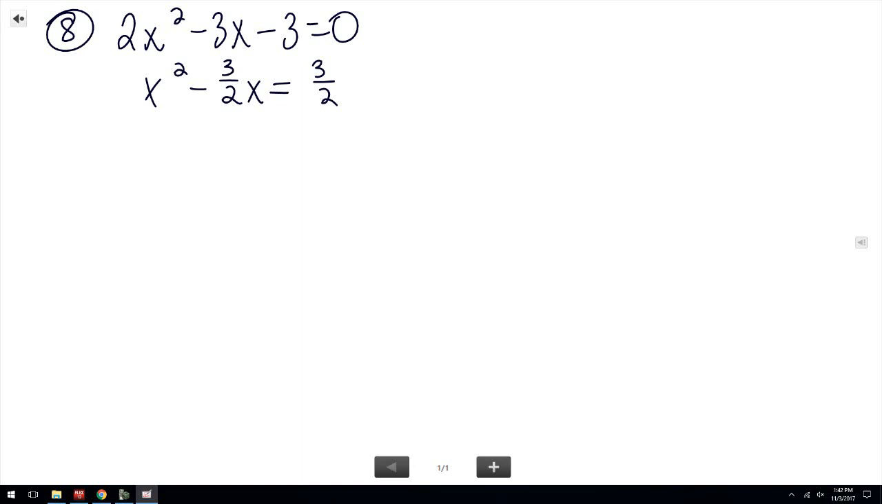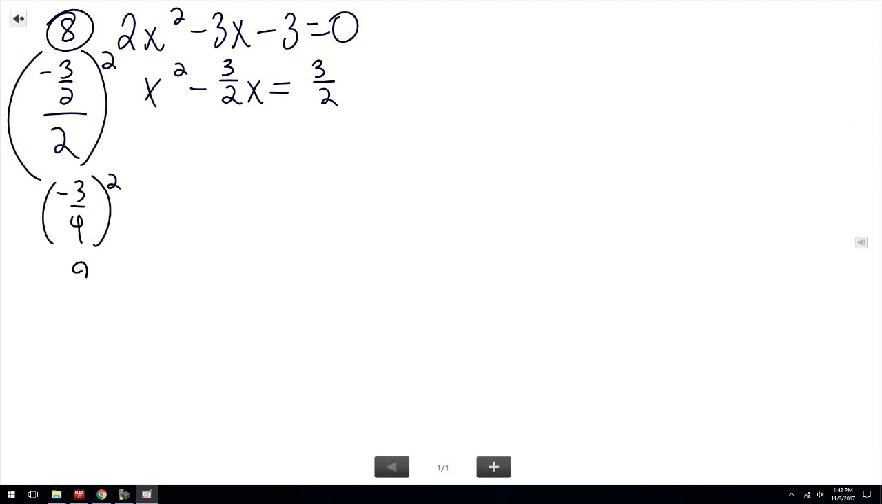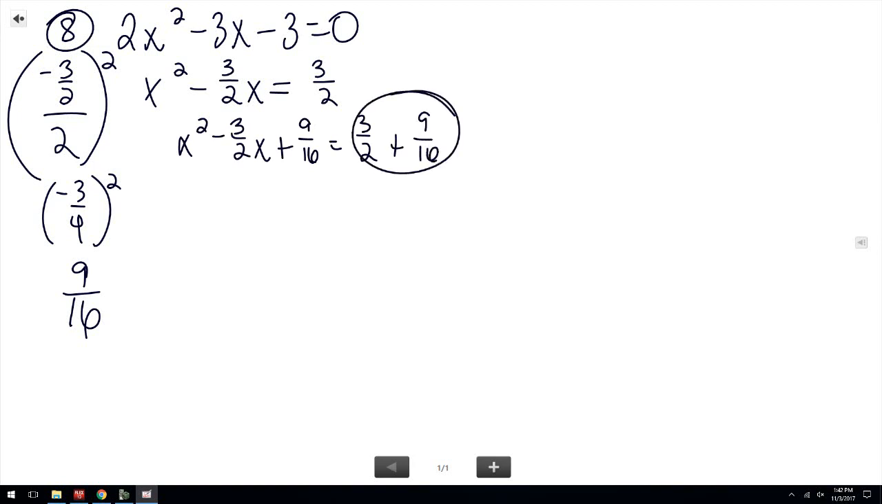Okay, so let's see what we got. We did negative 3 over 2 squared. That's negative 3/4 squared. That's 9 over 16. Y'all okay so far? All right. What do we do with that guy? There you go. 9/16. Perfect. Add those two together. 33 over 16. Sounds right.